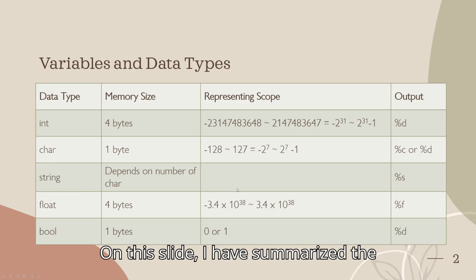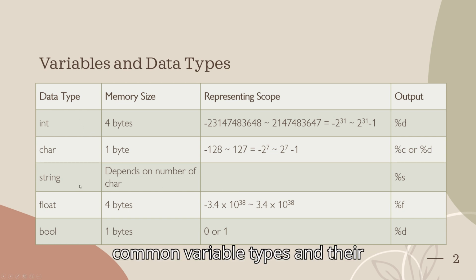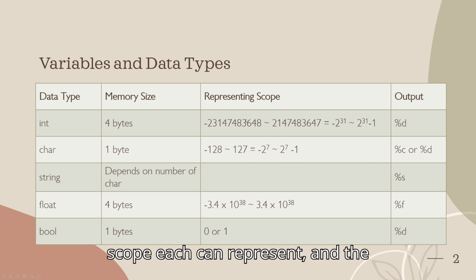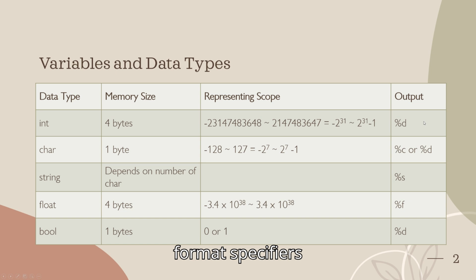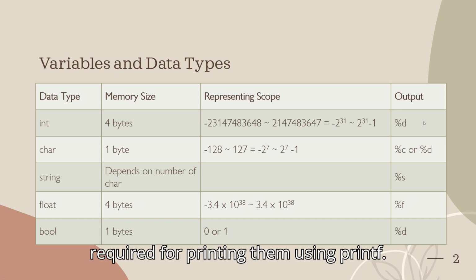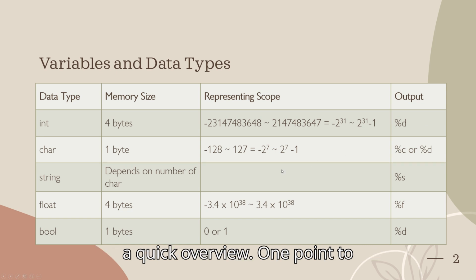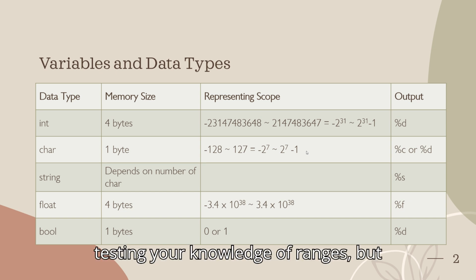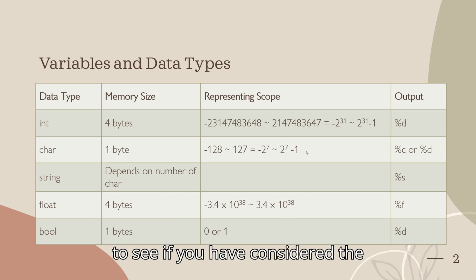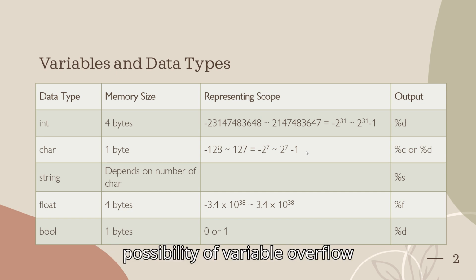On this slide, I have summarized the common variable types and their respective memory size, the scope each can represent, and the format specifiers required for printing them using printf. You can just skim through this table for a quick overview. One point to emphasize is that the range of variables often comes up in interviews, not by directly testing your knowledge of ranges, but to see if you have considered the possibility of variable overflow when designing algorithms.